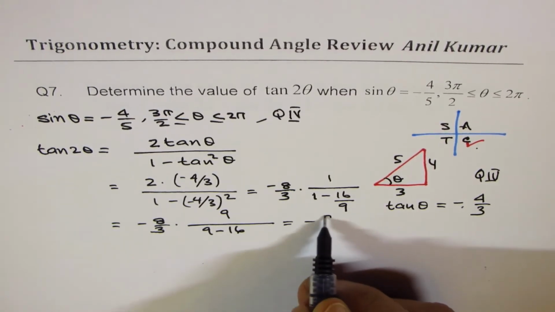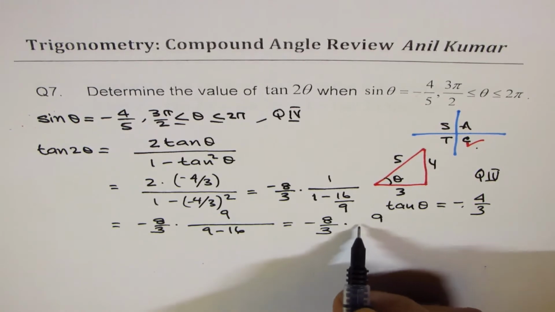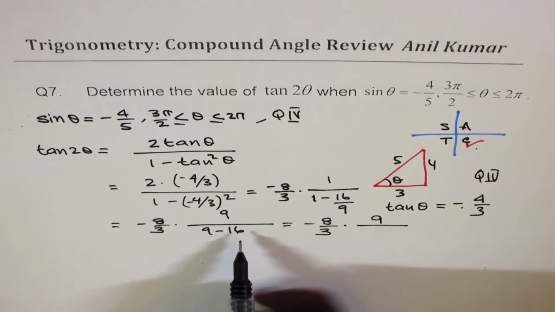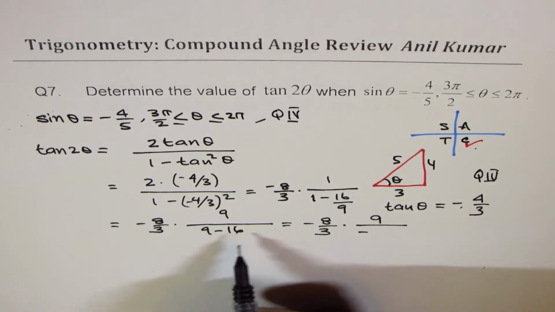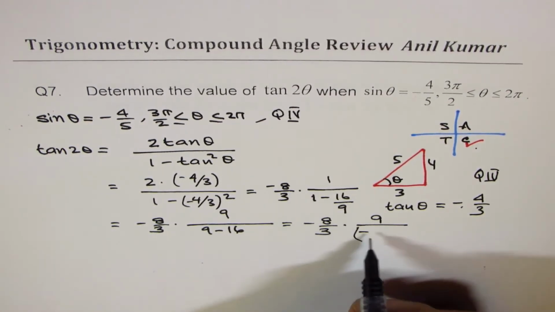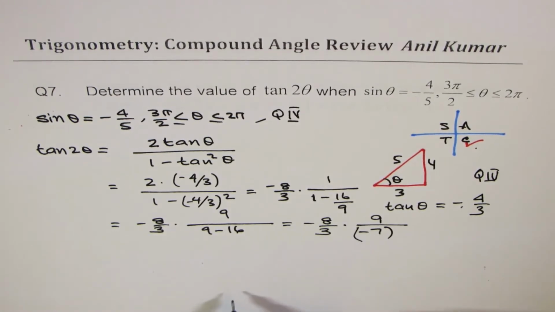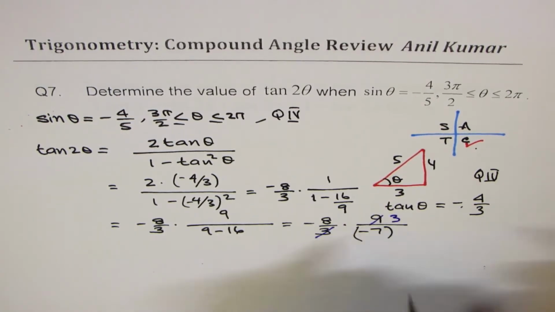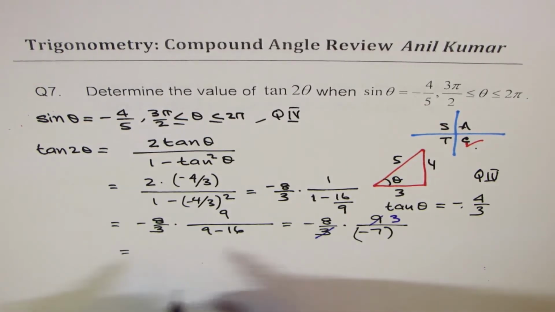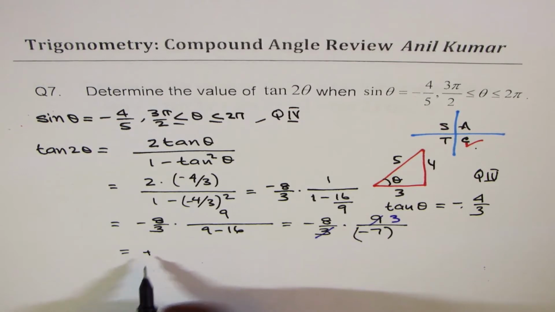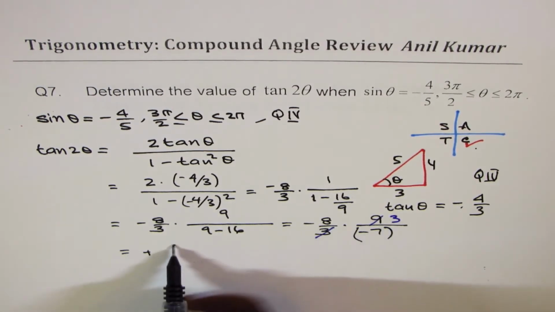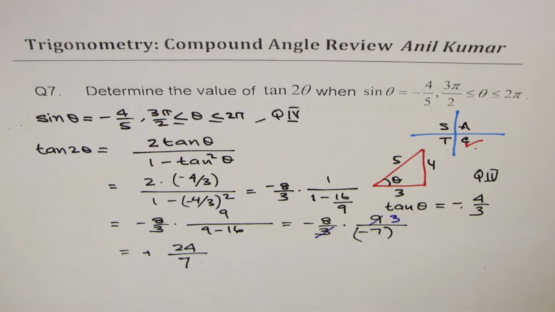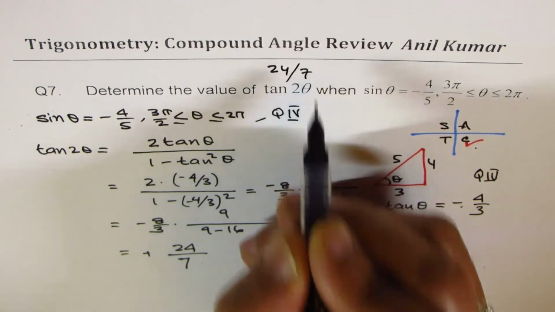Now, we have minus 8 over 3 times 9 over 9 minus 16, which is negative, and 16 taken away from 9 would be minus 7, right? So we get 7 here. So it could be simplified a bit. We can actually cancel this factor 3, right? So we could write this answer as negative makes it positive, 8 times 3 is 24 over 7. So 24 over 7 is the value of tan 2 theta. So tan 2 theta is 24 over 7.